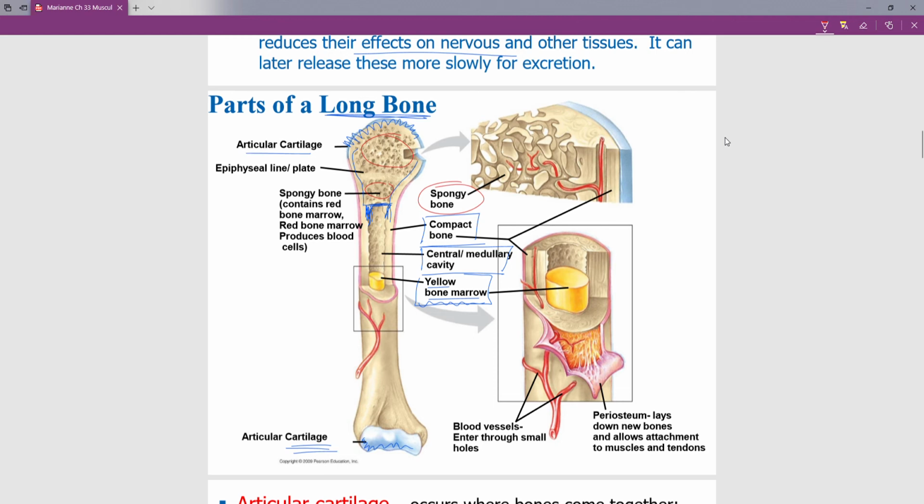So the other bones maybe don't have this yellow bone marrow, they only have the red bone marrow. But the key job of that red bone marrow is to make blood cells.